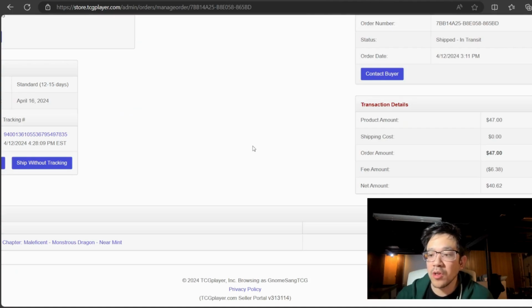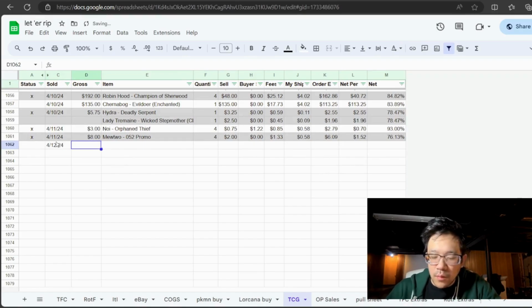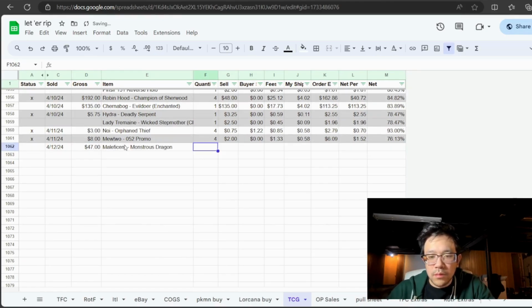We're going to start by looking at the sale that we made today. We sold 1 copy of Maleficent Monstrous Dragon, the legendary card. We listed it for $47, and we sold 1 copy of it. So I'm going to go into here. Normally I have a column here, Column B, which is all of the buyers, but I'm hiding it for the purpose of this video. So $47 is the gross amount for the total order, 1 copy, listed for $47, and that's how much it sold for.